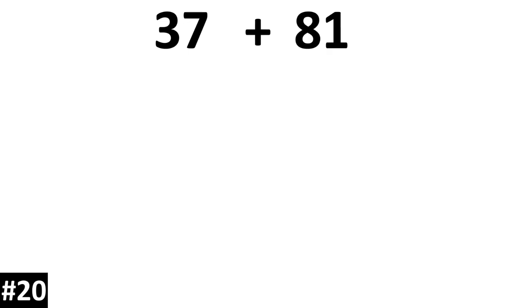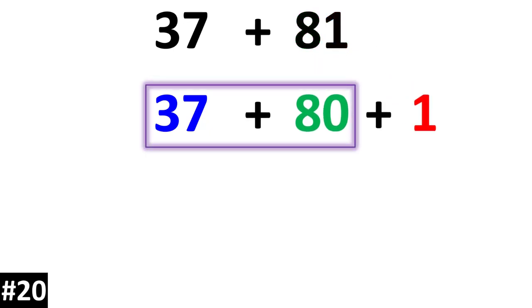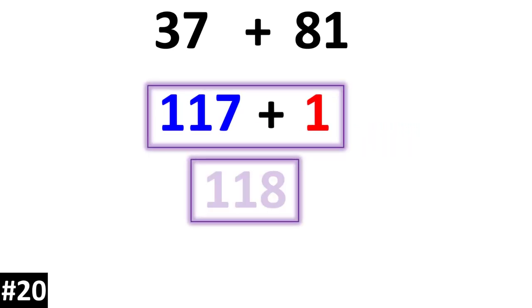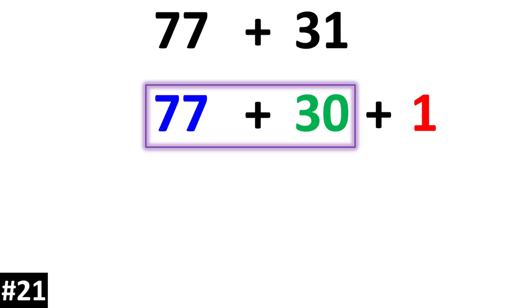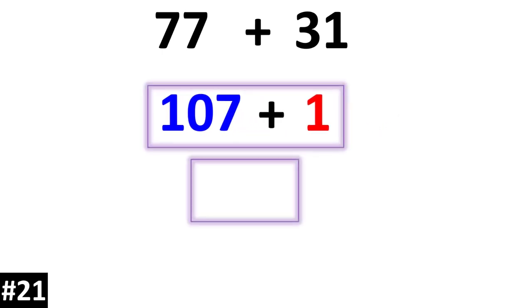37 plus 81. We could think of that as 37 plus 80 plus 1. 37 plus 80 is 117. We add the 1 and we get 118. 77 plus 31 is the same thing as 77 plus 30 plus 1. 77 plus 30 is 107. We add the 1 and we have 108.